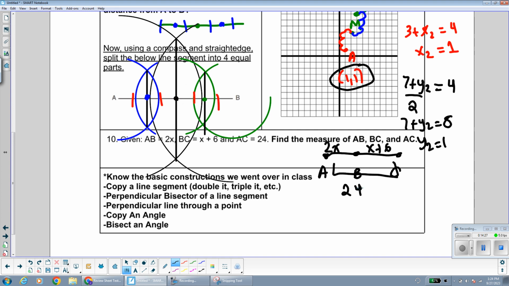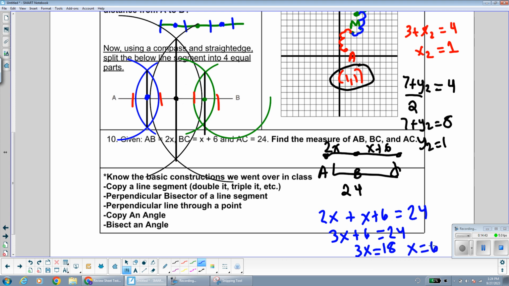So using the partition postulate, we can make an equation that says if we add the parts together, we get the whole. So that's 3x plus 6 is equal to 24. That's 3x is equal to 18. So we have x is equal to 6. So here, AB would be 12. BC would also be 12, and that would make 24. So here, B actually did turn out to be the midpoint, because we had equal parts on both sides.